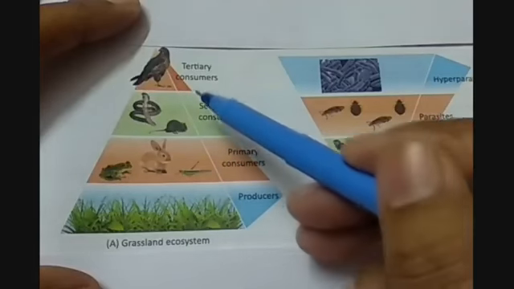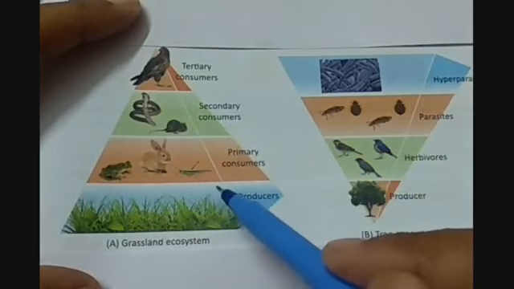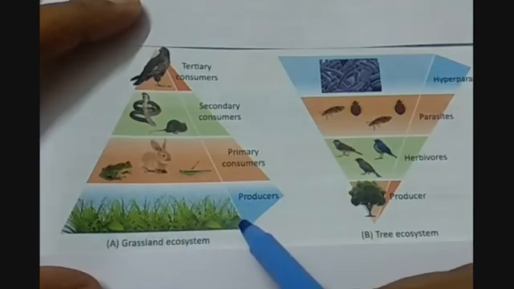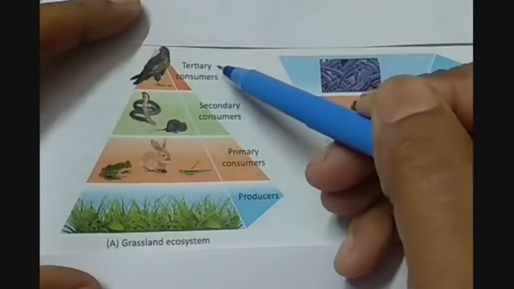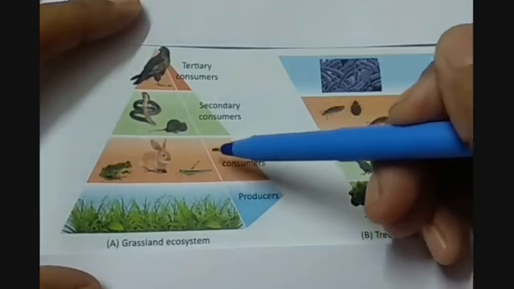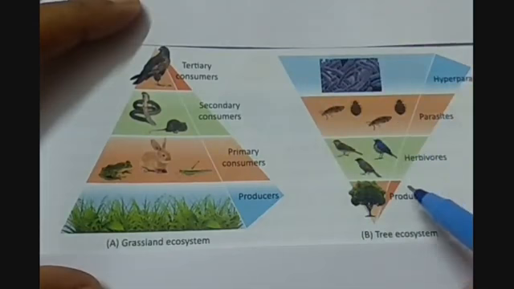In that manner, this will be an upright pyramid, as the producers are forming the base and they have the largest number. As we go towards the apex or towards the tertiary consumers, you will find that the number of organisms in each trophic level is decreased. Now, here we have another example.